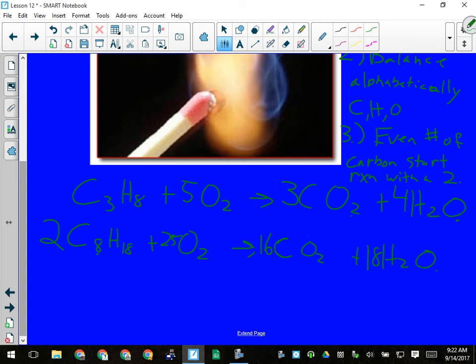So you have to start with a 2 if it's an even number because it gives you whole numbers when you balance. You can't have a 0.5 as a coefficient when you're balancing, okay? Because then you're saying, oh, I just had half a molecule. You can't have half a molecule. That doesn't happen, okay?